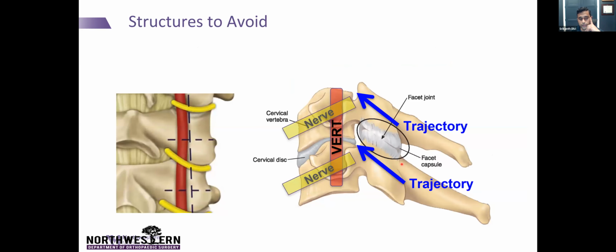So the structures to avoid when doing subaxial lateral mass screws: you want to aim up, so you get out of the intervertebral or the neural foramen and you don't hit the nerve, and you want to aim out so you don't hit the vertebral artery.